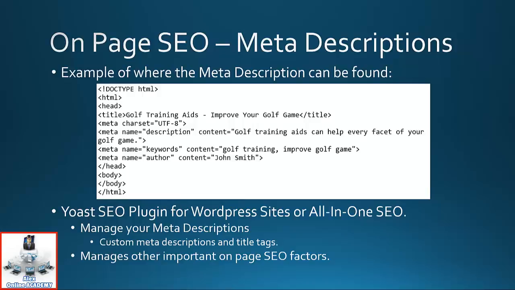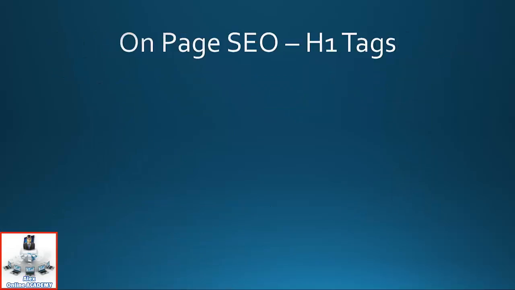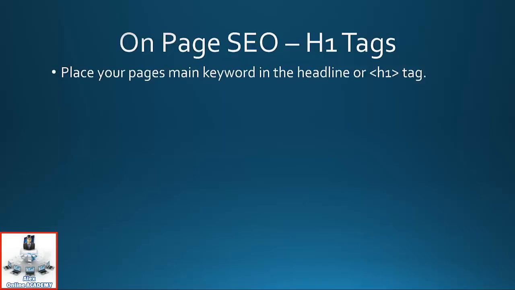And actually, if you do the search, looking at your source code, you should see if there's meta descriptions being used within your content. And the next content that we're going to talk about are H1 tags, also known as header tags. This is another very important on-page SEO factor. Place your page's main keyword in the headline, or H1 tag, as it's also called. Use it only one time on each page. You don't want to stuff the H1. It doesn't do you any advantage to have multiple H1 tags.